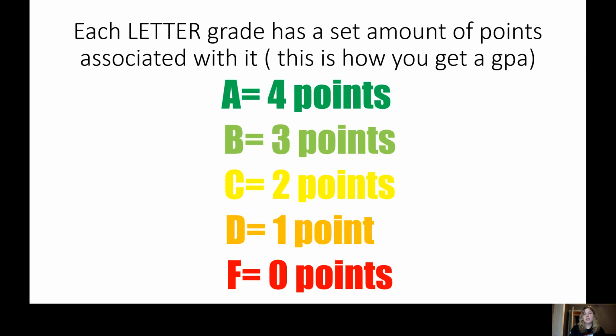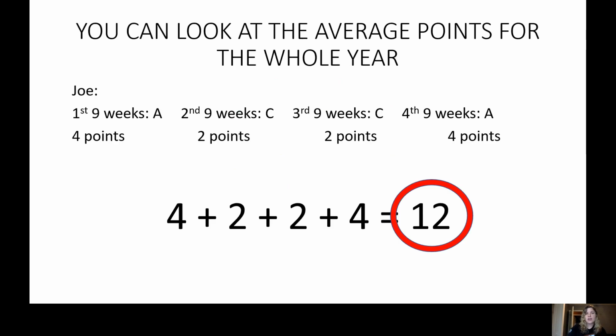So since we have these points, this is how we get your GPA. We total the amount of points for your 4 quarters, for the whole year, all of that. Now, we can look at an average for just one class for the year. So we're going to look at Joe's biology grades. Joe had A, C, C, A. So using the chart that I had in the previous slide, we'll see that he had 4, 2, 2, 4, equaling 12 points total. So we'll take the average of that in a second.